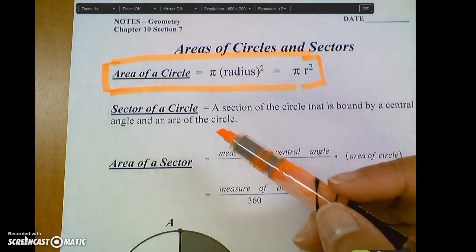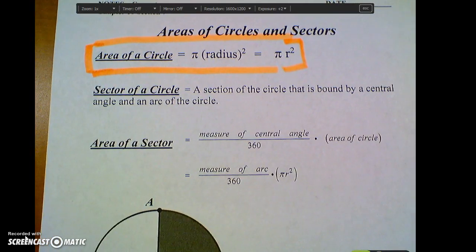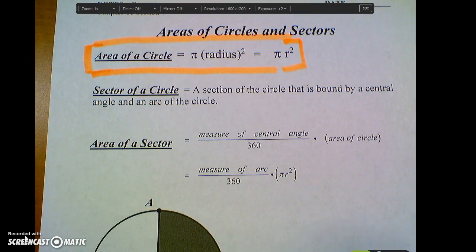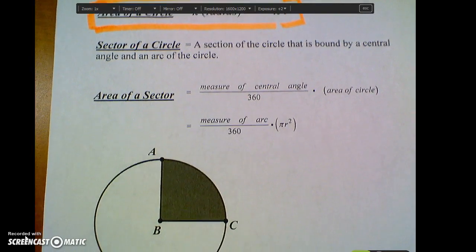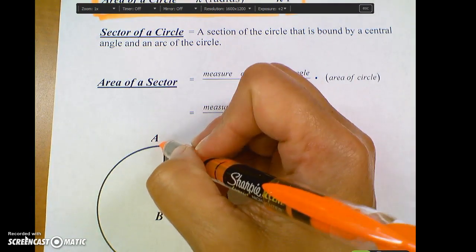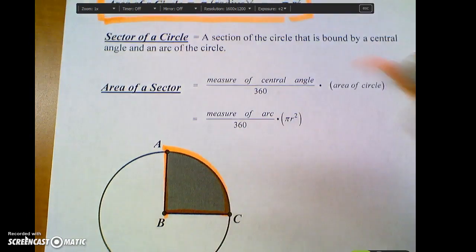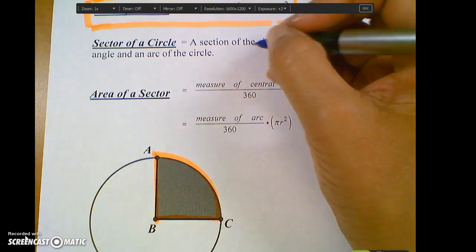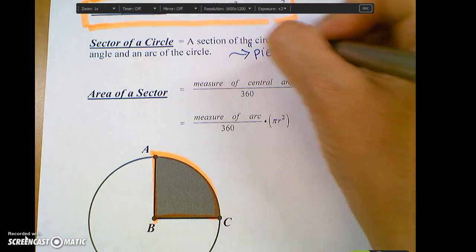Okay, second new vocab word, sector of a circle, is going to be a section of the circle bound by a central angle and an arc of the circle. If you look below, we have a sector, which again is basically just a pi wedge, okay? So sector of a circle, let's make a note up here. It's really just a pi wedge.